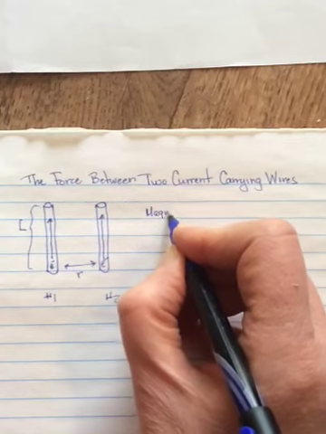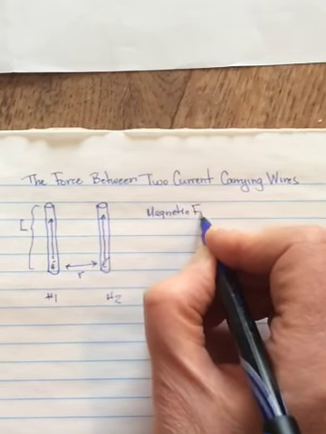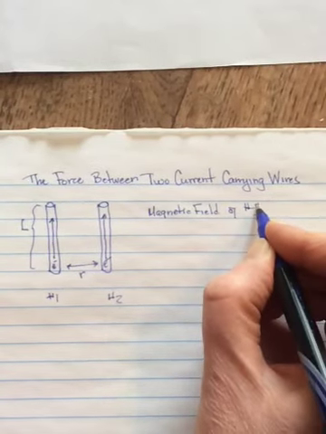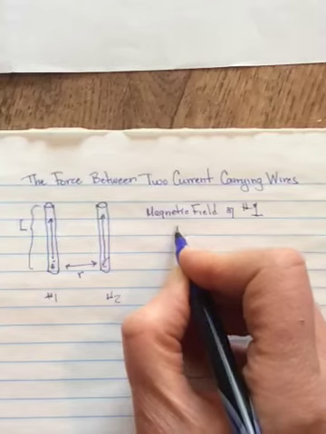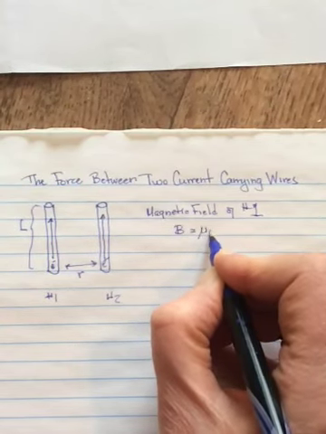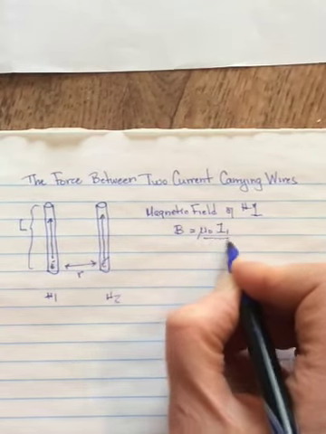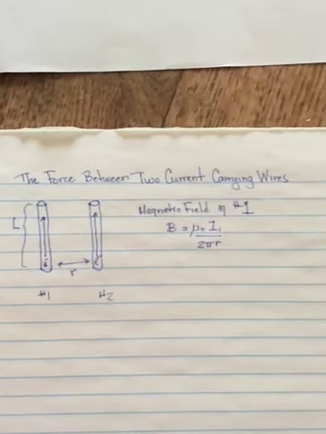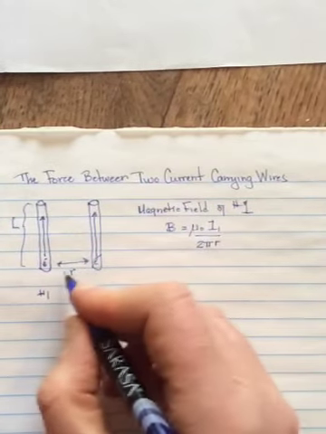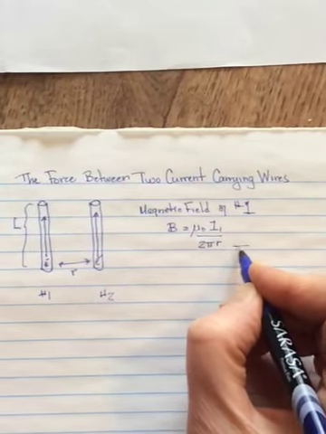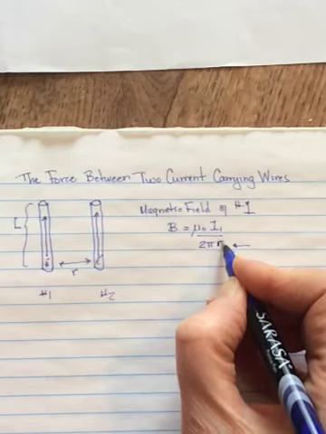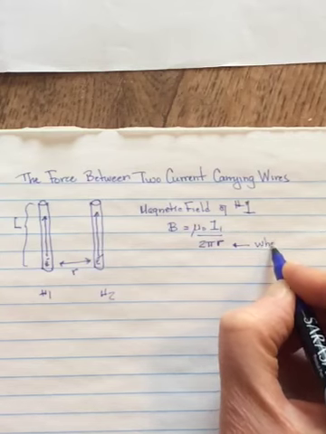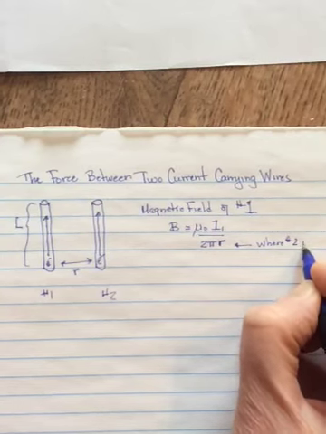So the magnetic field of number 1 would be that very first equation that we learned. B is equal to mu O I1, because it's wire 1, over 2 pi r. Okay? Now, I just said they're a distance r apart, so I'm assuming the second wire is placed at this point r, where number 2 is.